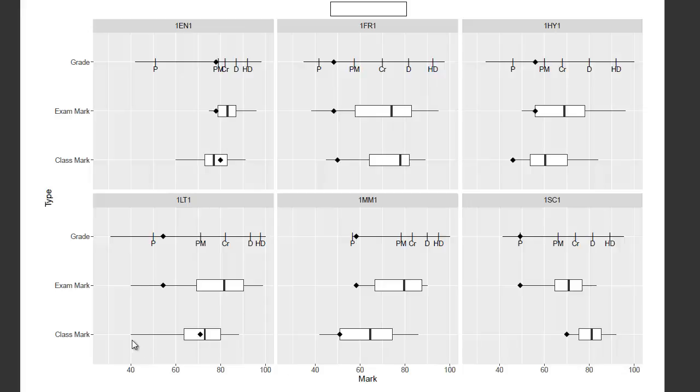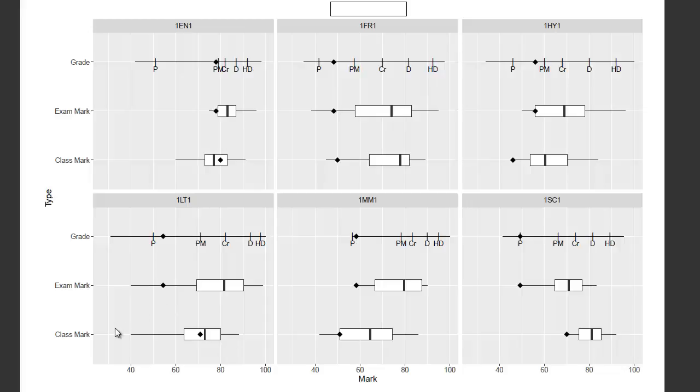Whereas down here, we might look at this class mark in Latin. We can see it runs all the way from 40 to about 90. So you've got a range of about 50 marks here, whereas here, going from 70 to 90, you've got about 20. So you've got twice the distribution here. You can compare between the two a little bit. It's dangerous to make too many hard and fast conclusions, but there are some observations that one can make.